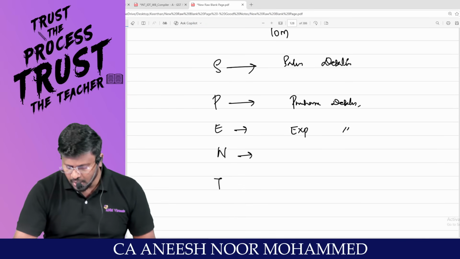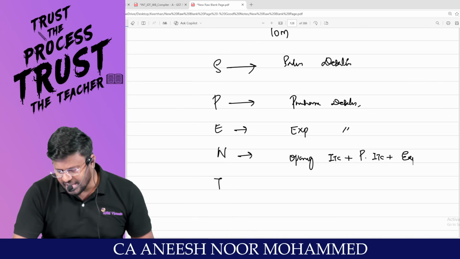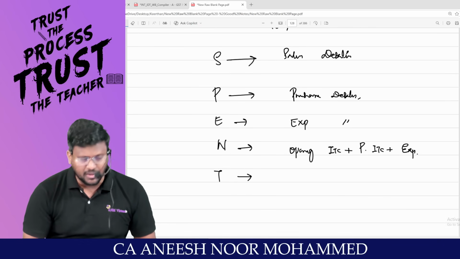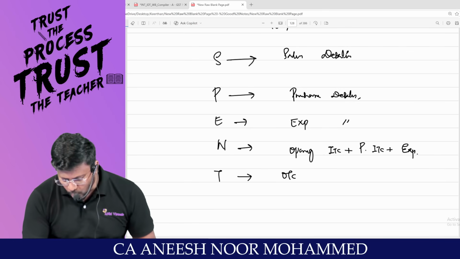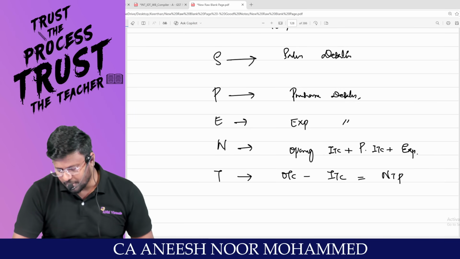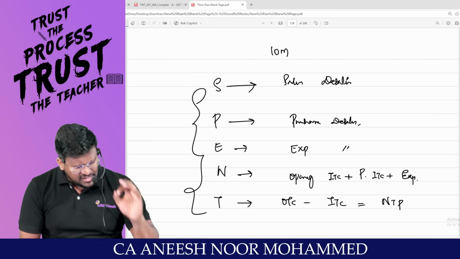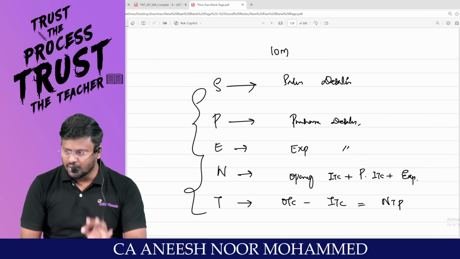Net ITC, which is nothing but opening ITC plus purchase ITC plus expenses ITC. Last one, tax payable, which is output tax collected minus ITC. You will get the net tax payable. These are the abbreviations of SPENT. If you do it like this in examination, you will be getting 10 marks.